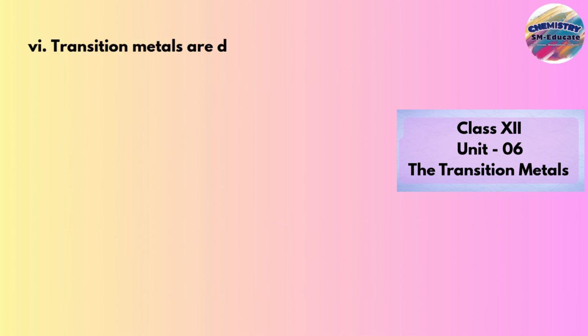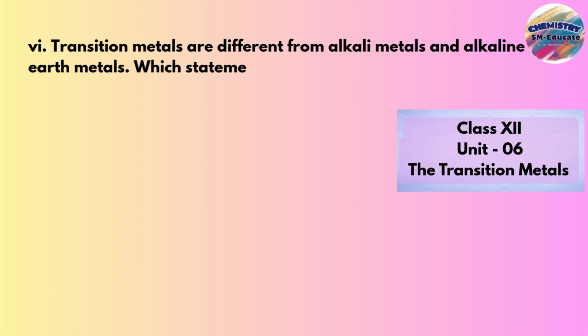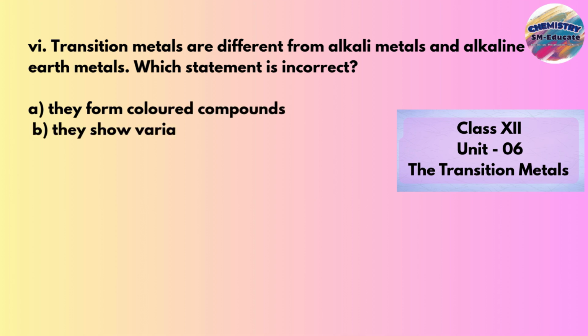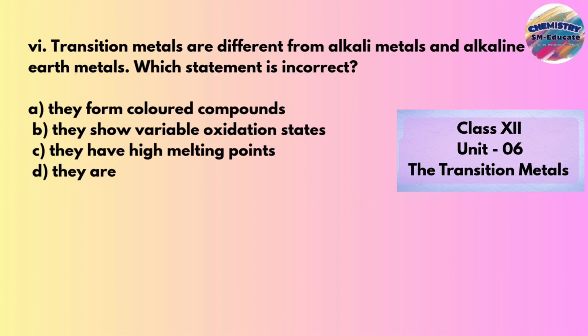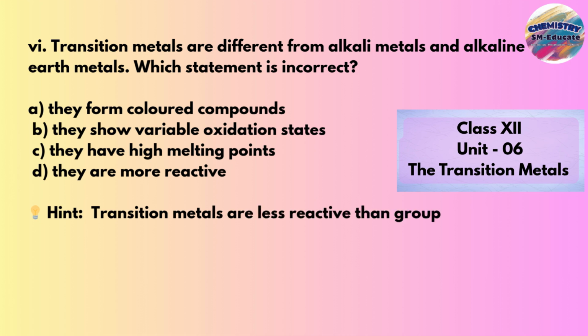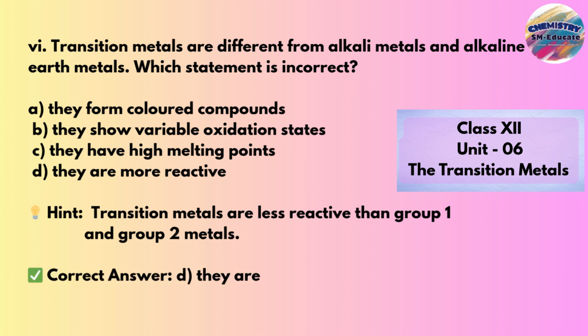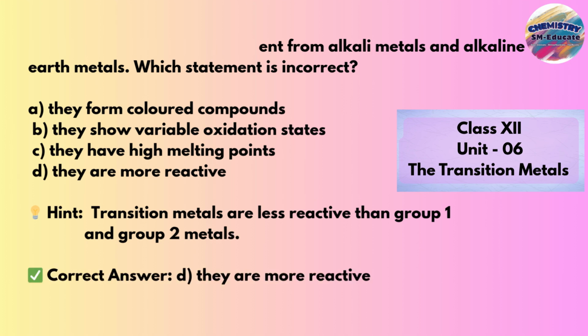6. Transition metals are different from alkali metals and alkaline earth metals. Which statement is incorrect? A. They form colored compounds. B. They show variable oxidation states. C. They have high melting points. D. They are more reactive. Hint: Transition metals are less reactive than group 1 and group 2 metals. Correct answer: D, they are more reactive.